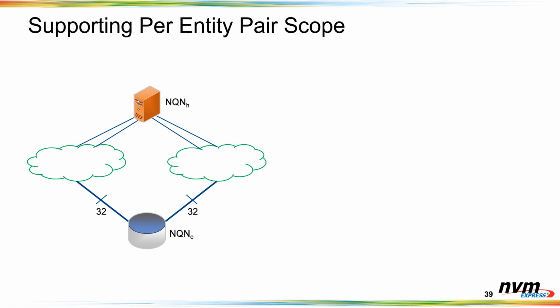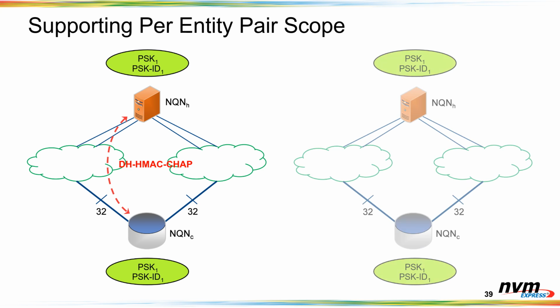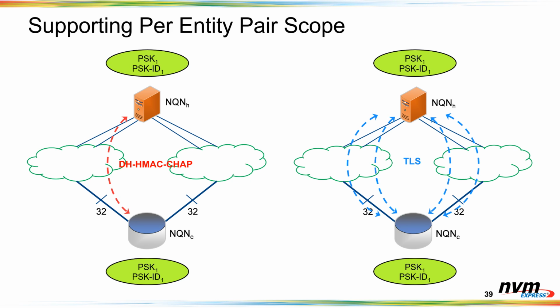And now if I wanted to have a PSK that works across a pair of entities, it's really not a problem. I do my DH-HMAC-CHAP transaction that generates one pair, PSK ID and PSK1, and then for my TLS, I leverage this pair of PSK and PSK identity for all my TLS connections.